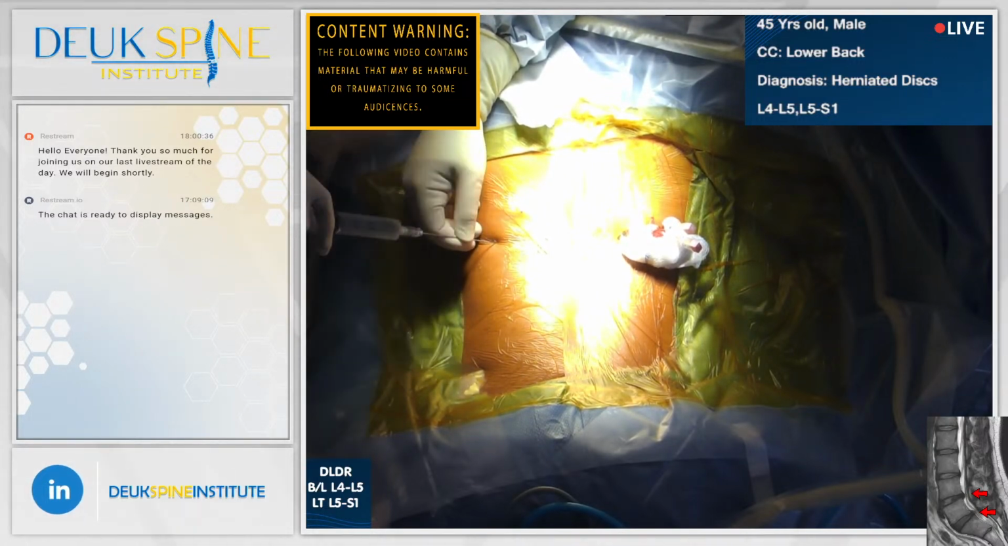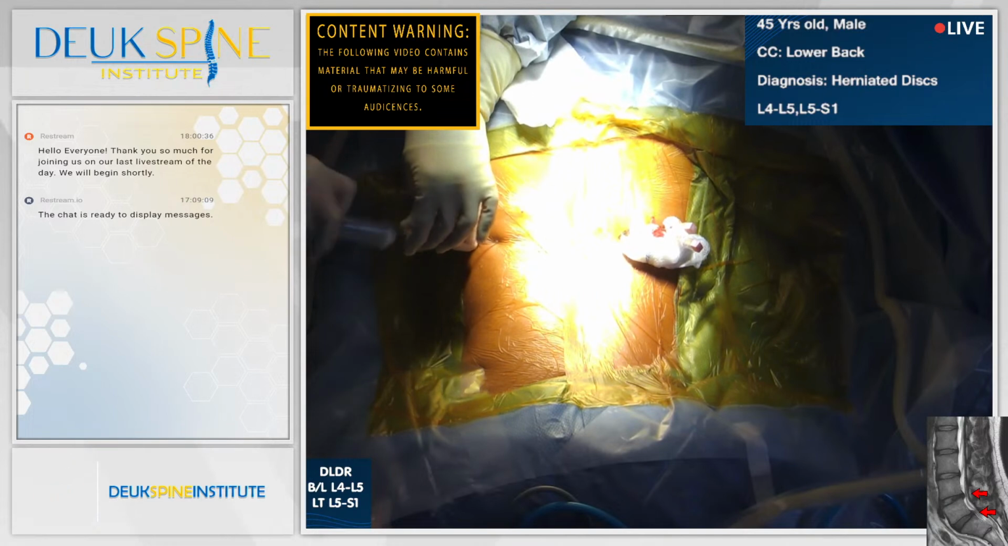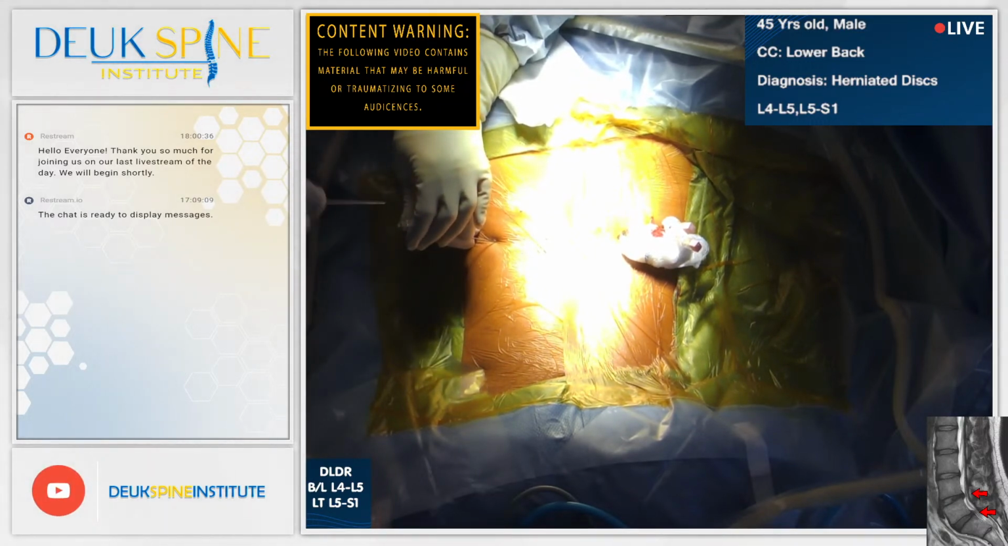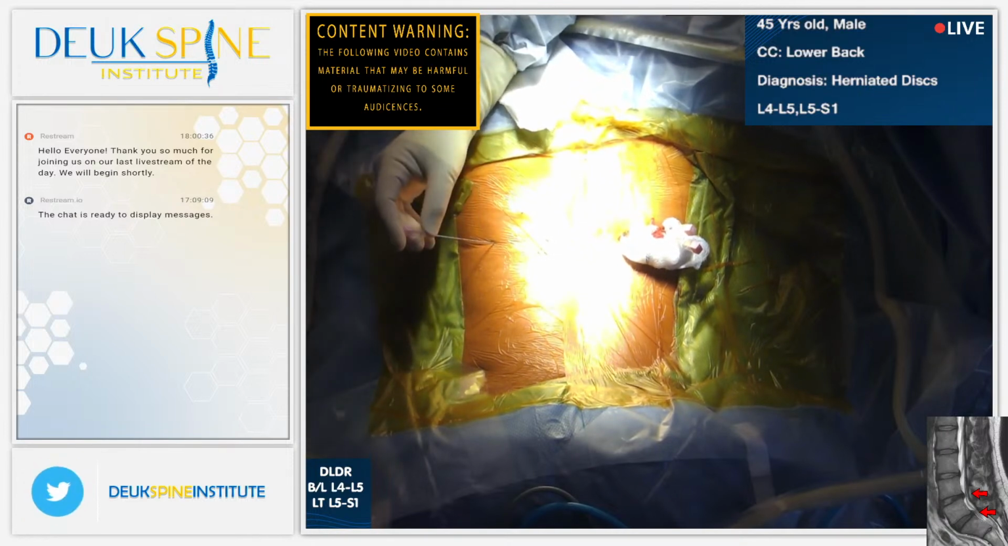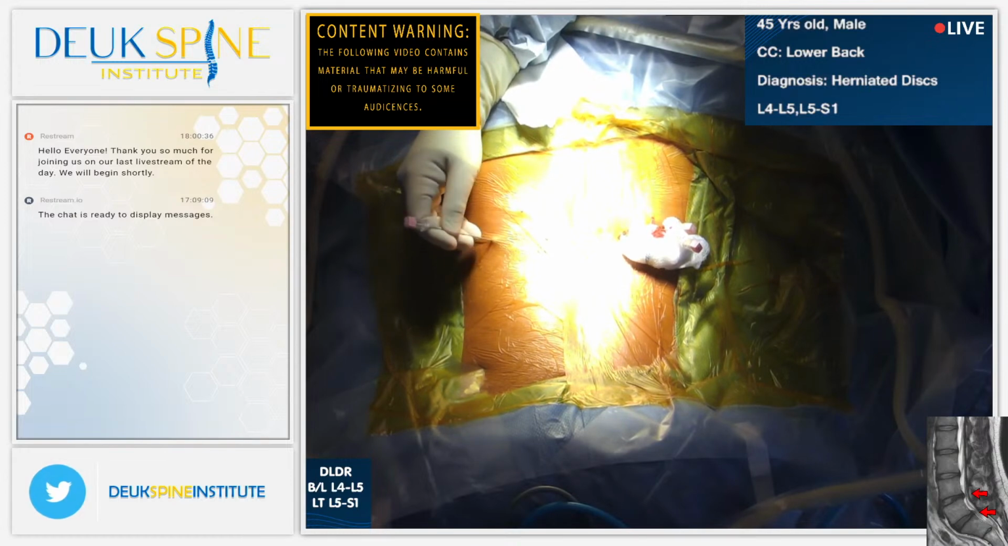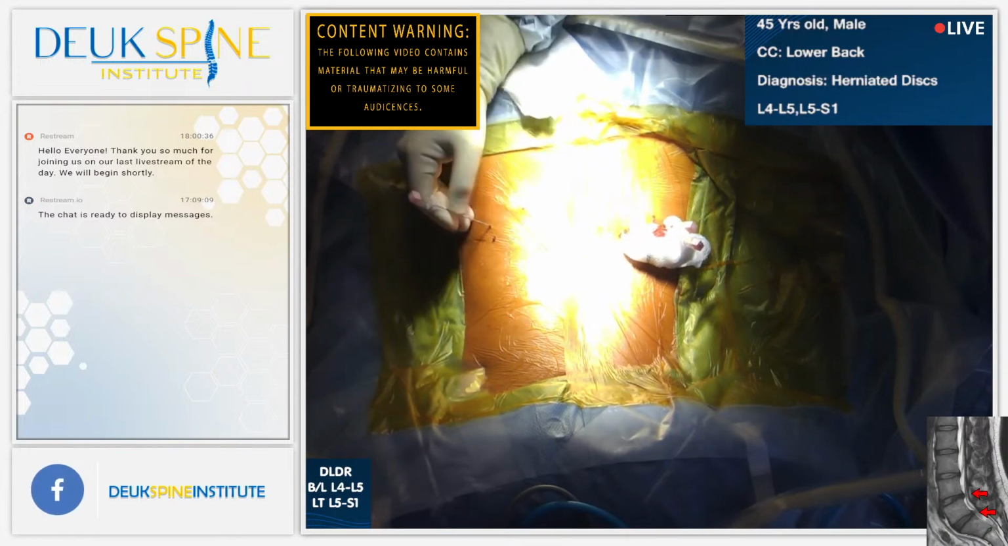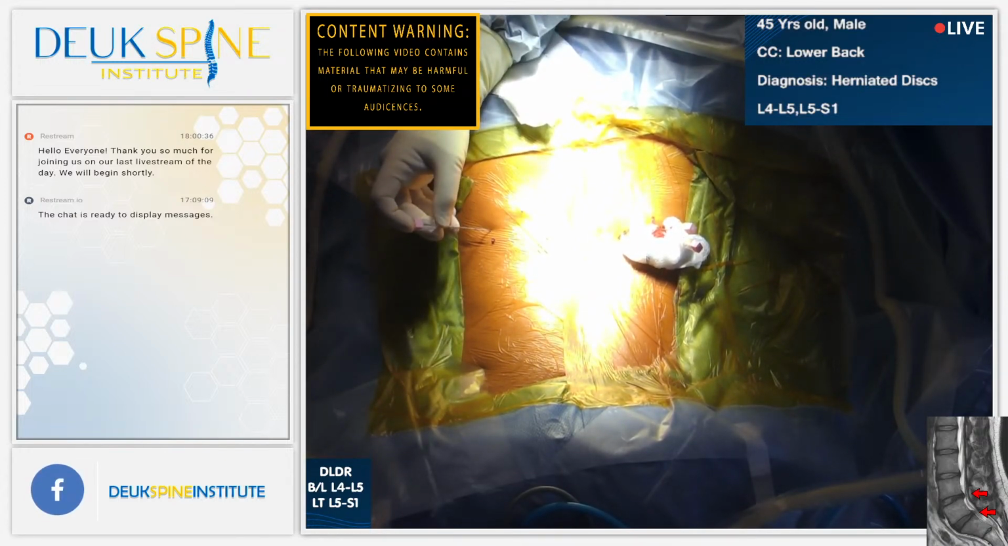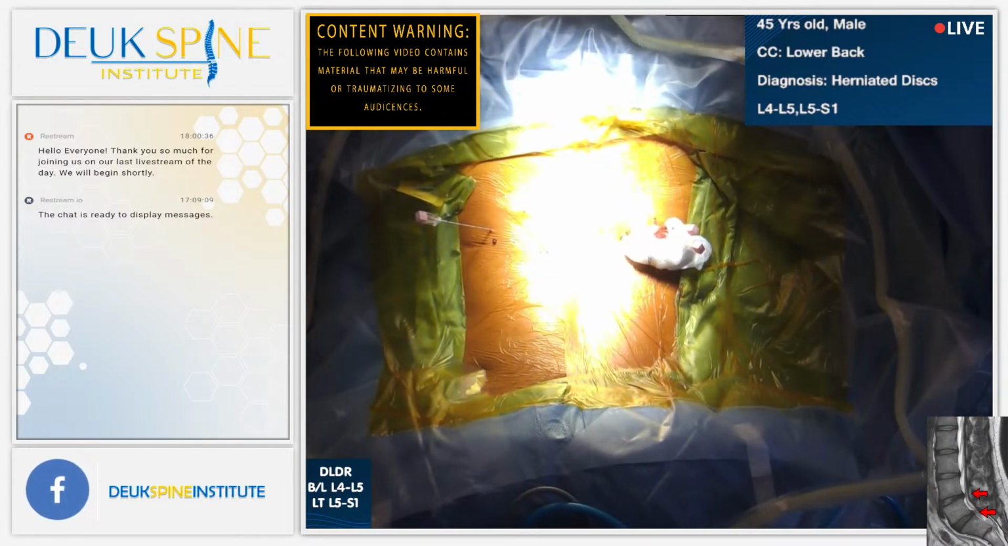Go ahead. Yes. Let's show our audience, Sanjay, why do herniated discs cause so much pain in some people? Copy that. The answer is inflammation.